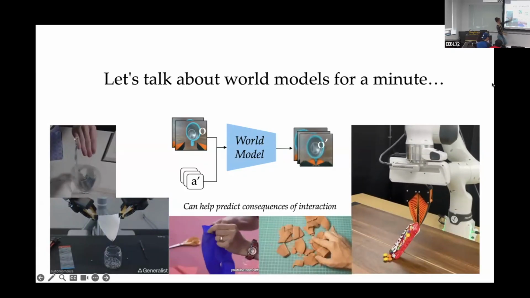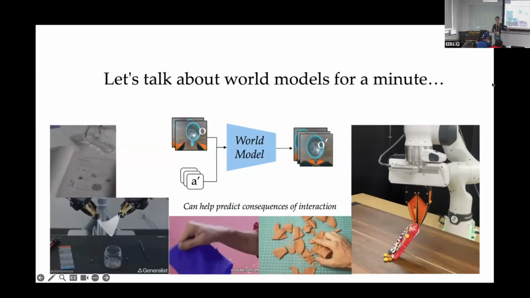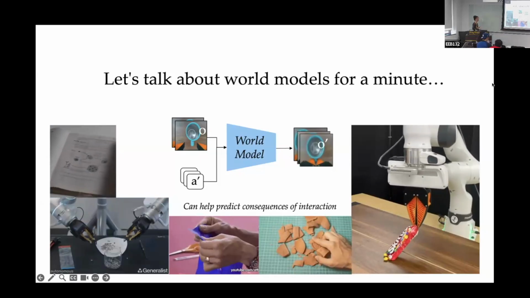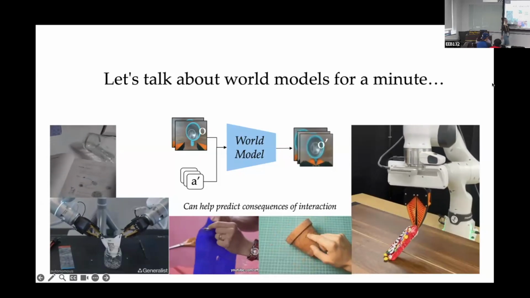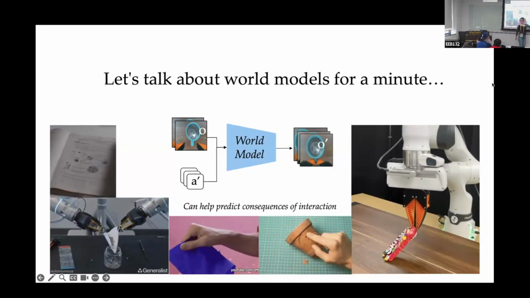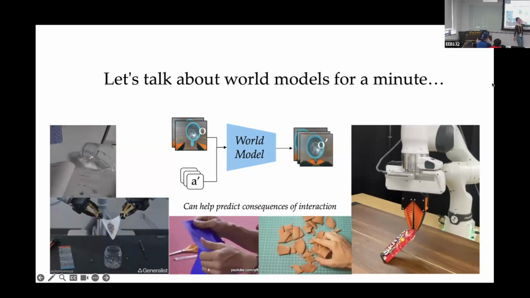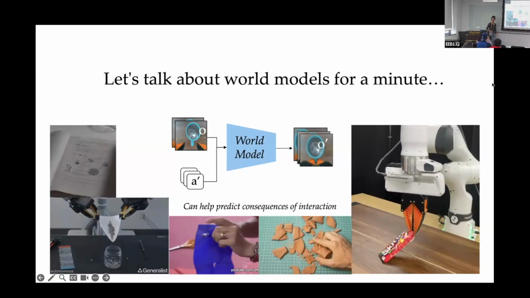There's a lot of other examples that are not robotics here of really interesting, complex failure modes and interactions. And on the right-hand side, we're going to use this as a running example in some of the early parts of today's talk, which is a robot interacting with this deformable filled Skittles bag.